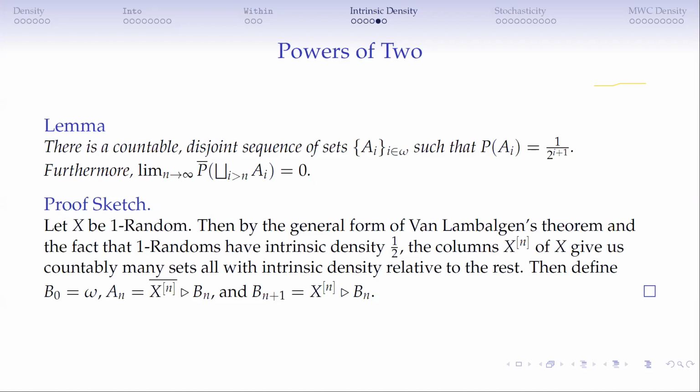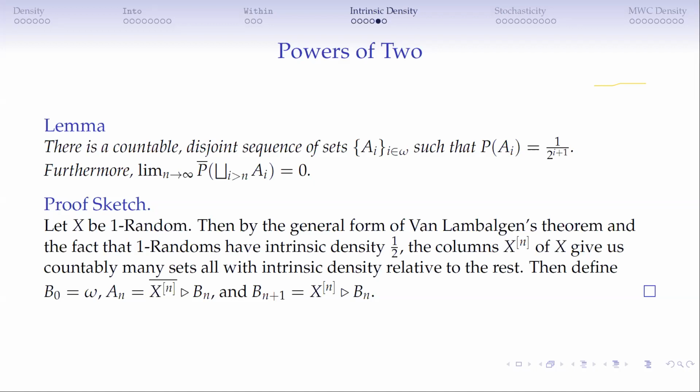If X is some 1-random, by the general form of Van Lambalgen's theorem, the columns of X give us countably many 1-random sets relative to one another. By the fact that 1-randomness is sufficient to get us intrinsic density, this gives us countably many sets of intrinsic density 1/2 relative to each other.